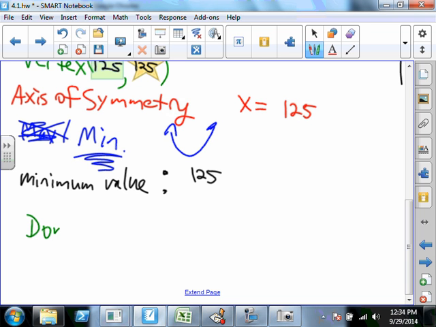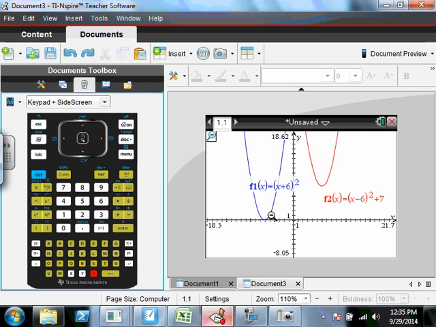The domain. What's the lowest x value that this graph could take on? The lowest x value that this graph could take on. It wouldn't be 125. Where at? The lowest x value. It would be infinity. Yeah, those arrows mean it goes on forever. If you don't believe me, check this out. Here's the cool thing about a calculator.